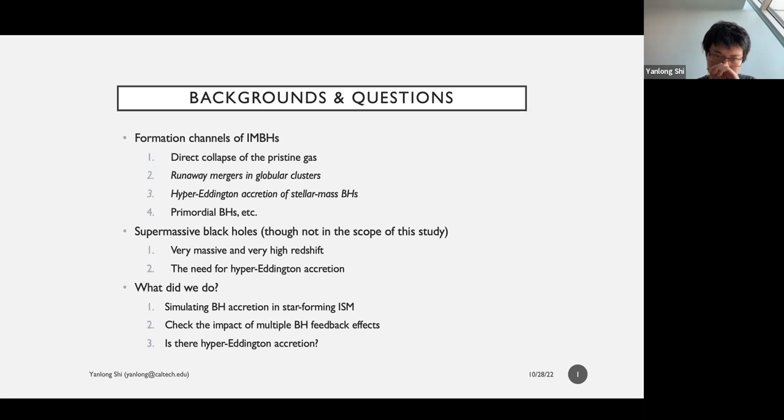On the supermassive side, there is also a problem with high-redshift quasars, because they are very massive but exist at a very early stage of the universe. So this also requires Hyper-Eddington accretion. We try to solve this problem with simulations, placing the simulation inside a star-forming ISM to make sure it is a realistic environment. In particular, we want to check if there is Hyper-Eddington accretion. And in the second part of this work, we also consider the impact of feedback from the black holes.